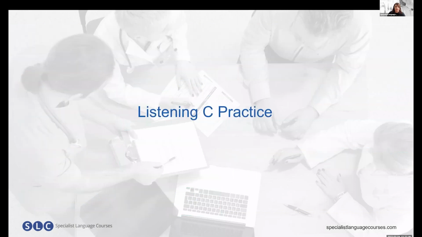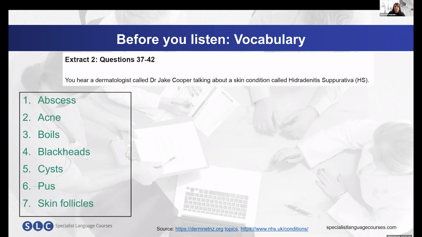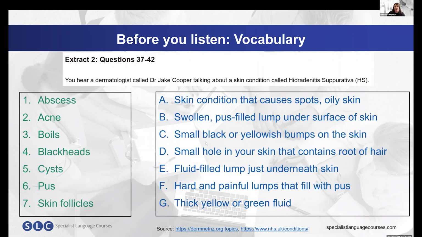All right. So we are looking at dermatology, and we are going to listen to a dermatologist called Jake Cooper. So it's always a good idea to have a think about vocabulary relating to the topic before you listen, as this will activate your brain ready and prepare you for listening. So we have got some language here, some key phrases relating to dermatology, and we've got some definitions here. So take a few moments to read through this information, and then we'll take a look at those definitions before we listen.